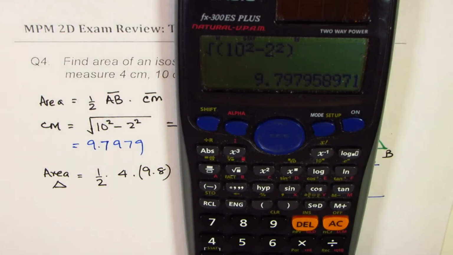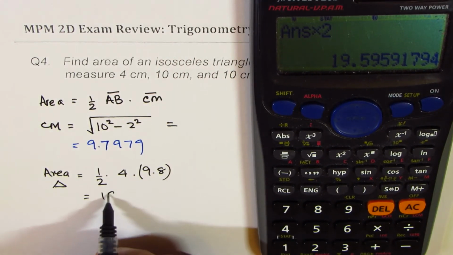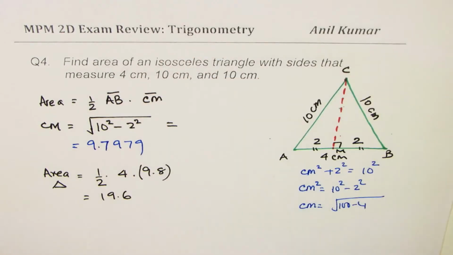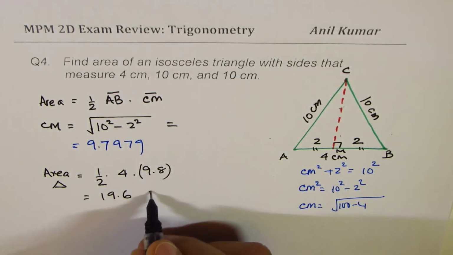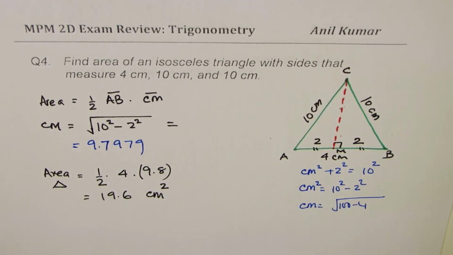So we already have this number. We'll multiply by 2 because 4 divided by 2. And then write down our answer as equal to 19.6 centimeters squared.